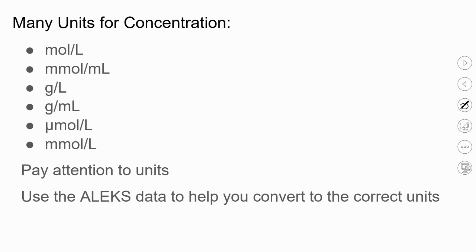The third one is grams per liter. We can do grams per milliliter, micromoles per liter, millimoles per liter. So there's lots of different units that we can use to report concentration. So this is one of the topics in ALEKS, is you have to make sure that you are reporting the correct units.